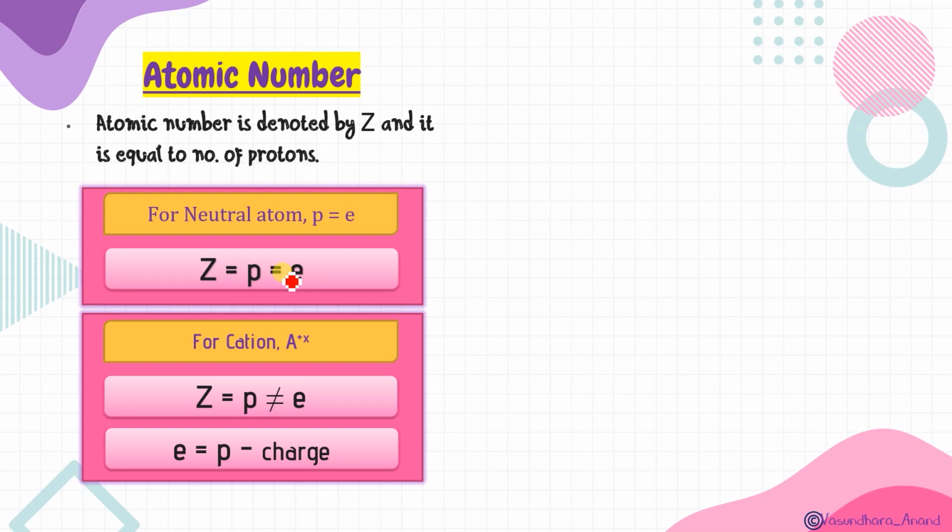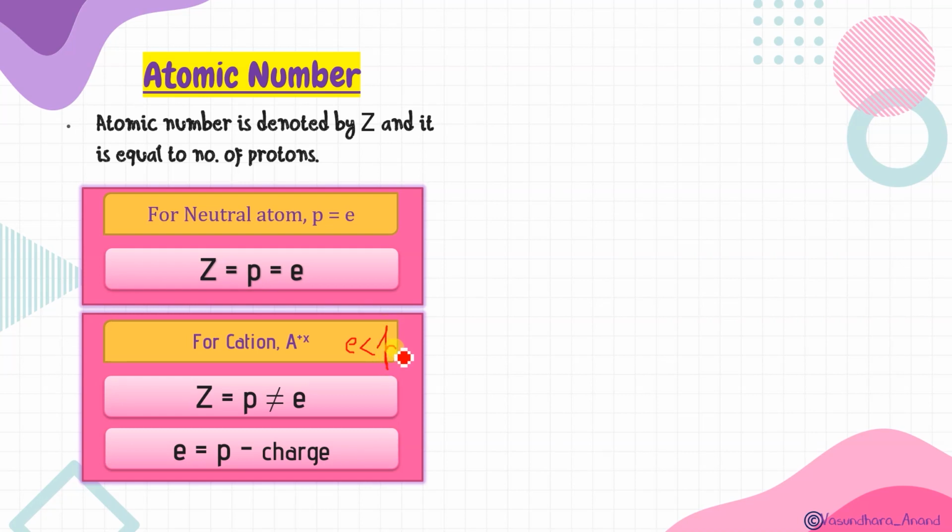Okay. Now, if there is a cation, cation means which has a positive charge. For the cation, when does it form? When it loses the electron. Got it? If it loses the electron, that means previous से electrons अभी क्या होगा? कम होगा. Clear? So in this case, electrons are always fewer than protons.